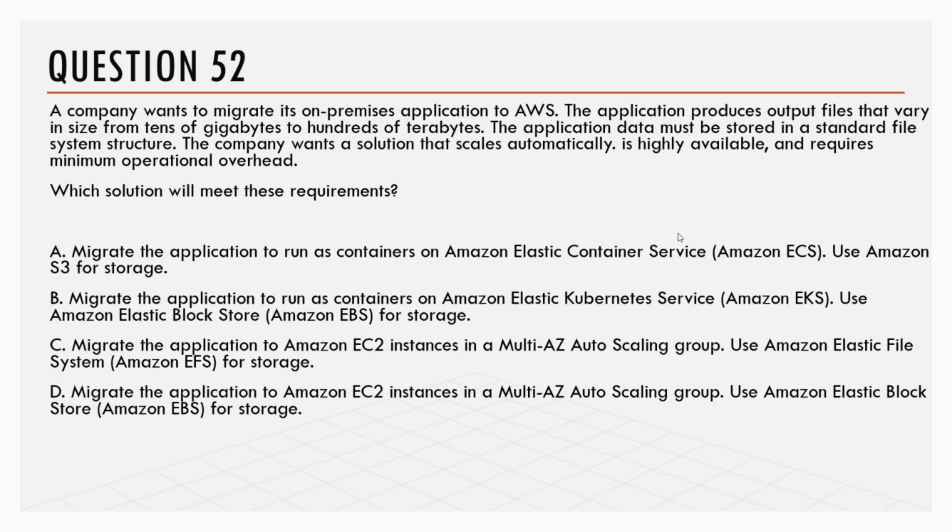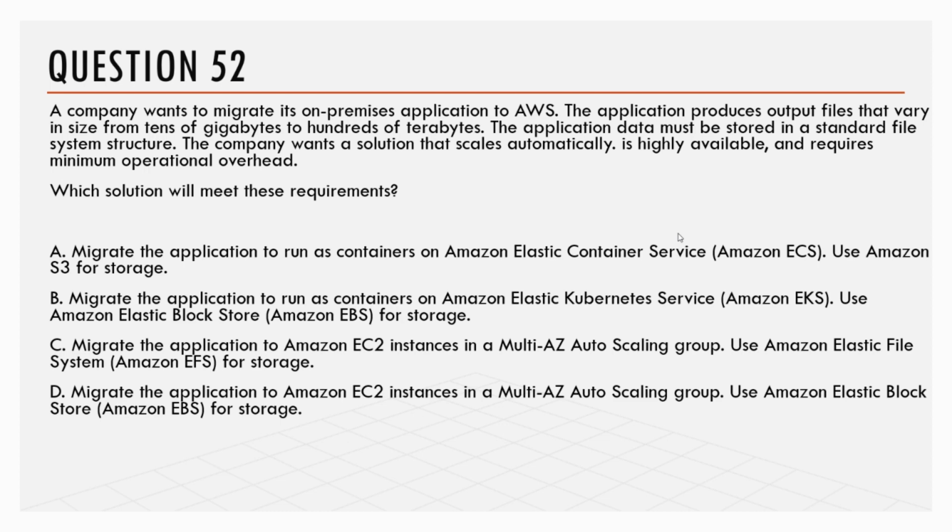Question number 52. A company wants to migrate its on premises application to AWS. The application produces output files that vary in size from tens of gigabytes to hundreds of terabytes. The application data must be stored in a standard file system structure. The company wants a solution that scales automatically, is highly available, and requires minimum operational overhead. Which solution will meet these requirements?